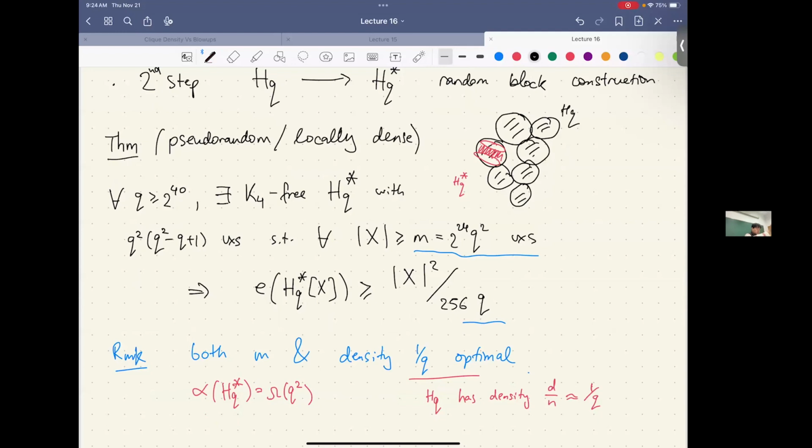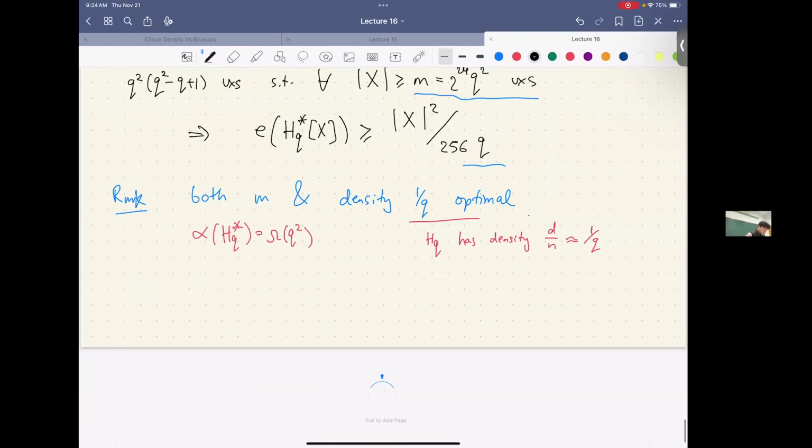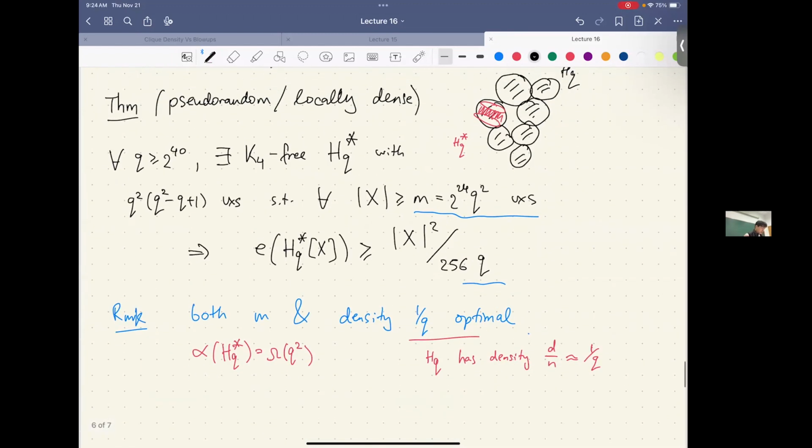This theorem I will not prove. You use some concentration inequalities, and I'll leave it for you to fill in the details. So let's finish from here. How do we do random sampling to an induced subgraph of HQ star to get a final graph? That's the last step.